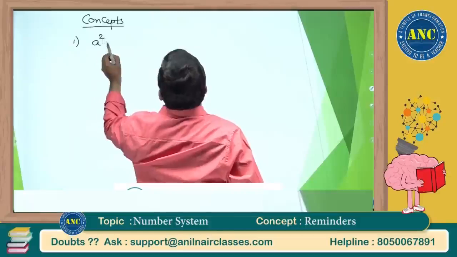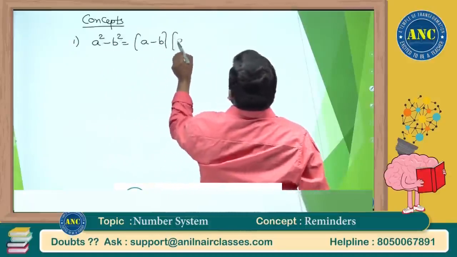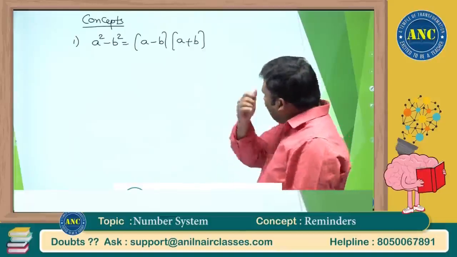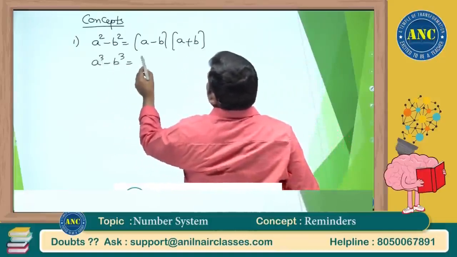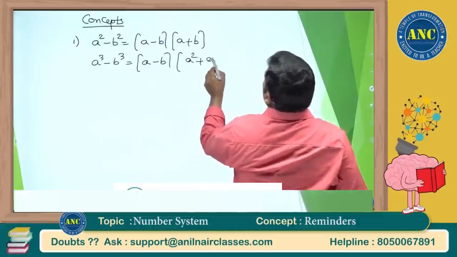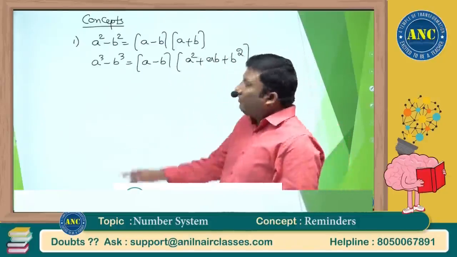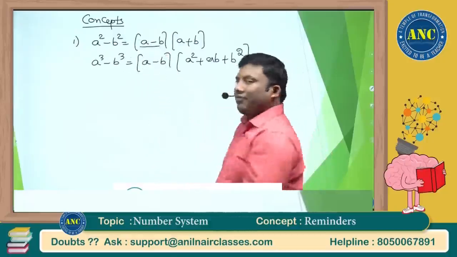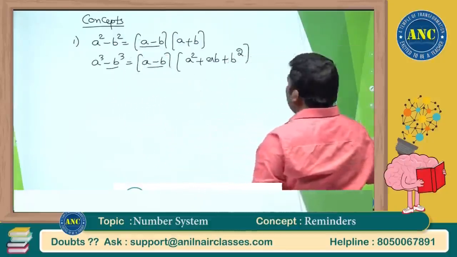Concepts. A square minus B square is nothing but A minus B into A plus B. A cube minus B cube is A minus B into A square plus AB plus B square. Now if you see here, A square minus B square is divisible by A minus B. One of the factors is A minus B. A cube minus B cube is also divisible by A minus B.